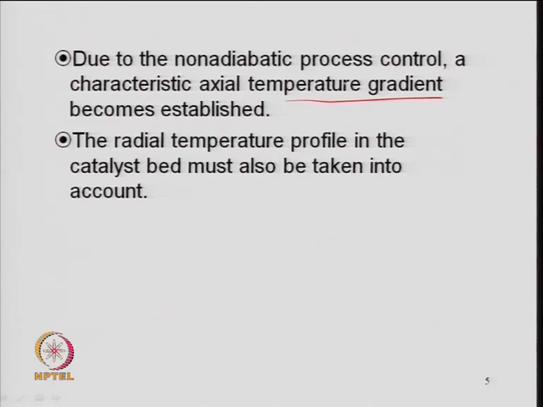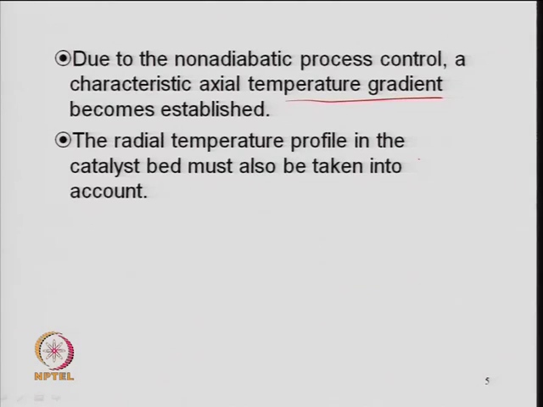What I said is that if the reaction is to be carried out at a particular temperature, a temperature rise may disturb the equilibrium, so the reaction may take place in the backward direction. That may not be good. So thermal gradients need to be avoided. The same thing applies to the radial temperature profile in the catalyst bed, which should also be considered.